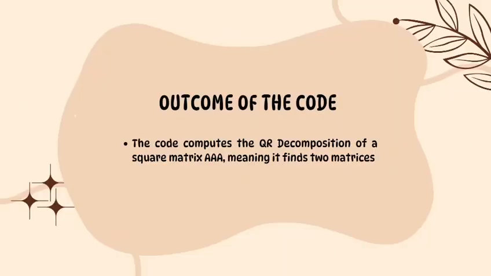So the outcome of the code is that it computes the QR decomposition of a square matrix, meaning it finds two matrices, that is Q and R.